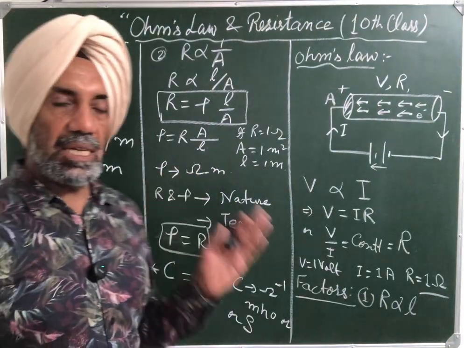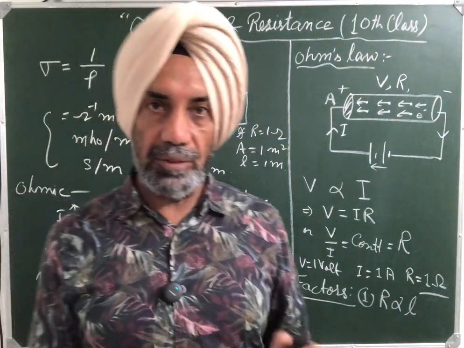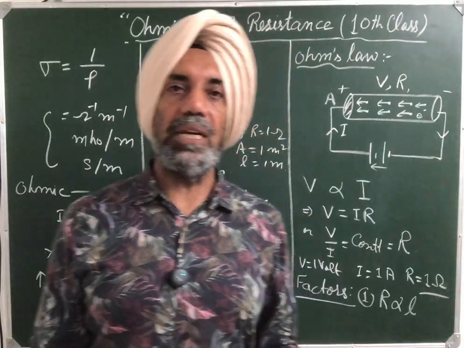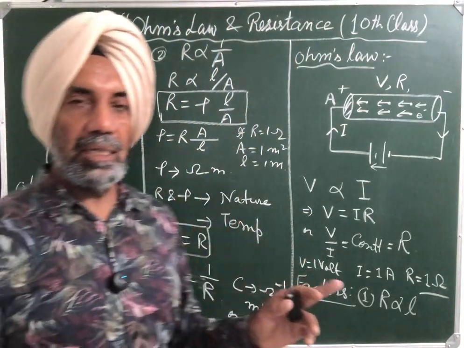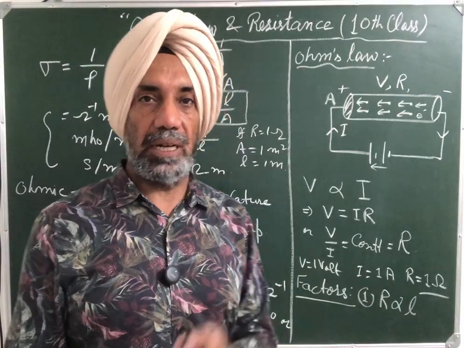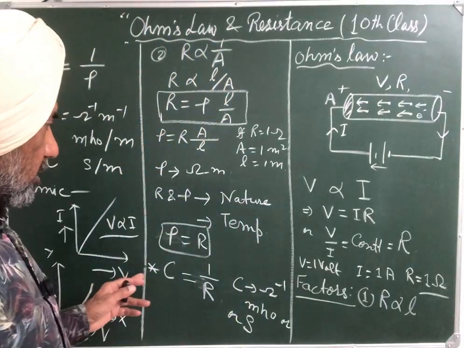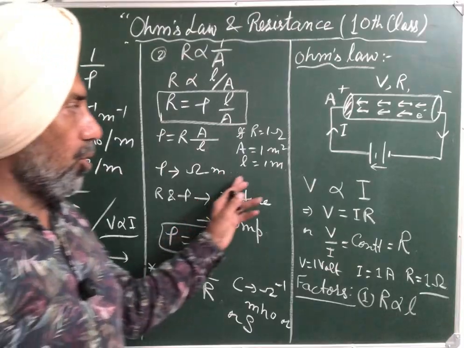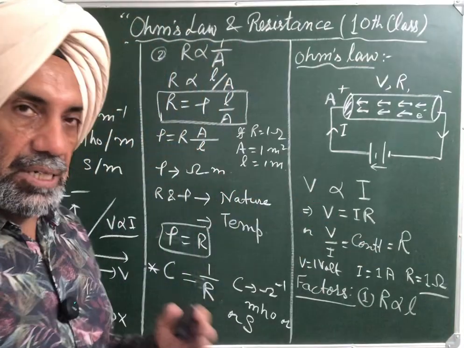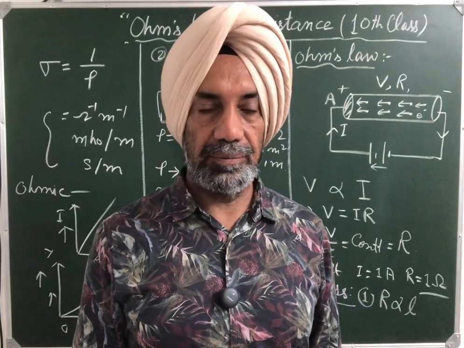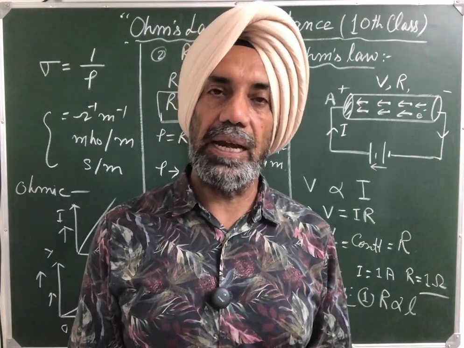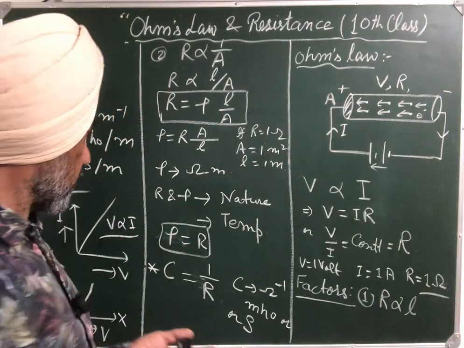Both resistance and resistivity depend upon the nature of the material of the conductor and the temperature of the conductor, but resistance depends upon dimensions of the conductor while resistivity doesn't. The unit of resistivity is ohm meter. In other words, resistivity is the resistance of a unit cube of the conductor, having length 1 meter and area of cross section 1 meter square.